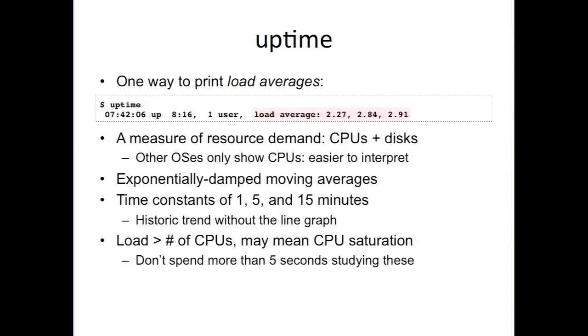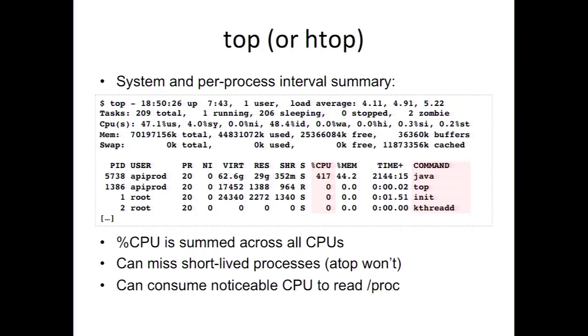Just the fact that there's 1, 5, and 15 minutes, like I said with line graphs, lets you know if things are getting busier now, if the 1 minute number is higher than the 15 minute. But apart from that, they're just a very rough idea. They're also not really averages, they're exponentially damped moving sums, and the 1, 5, and 15 minutes are time constants. You see them in tools like top, which has them as well.